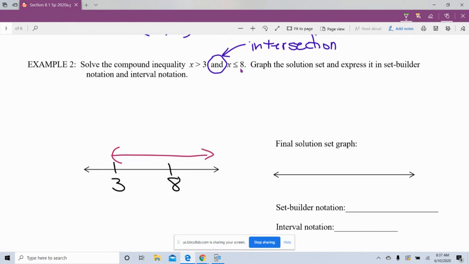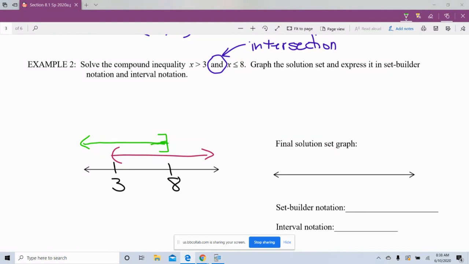Where are the rest of the numbers, though? Are they to the left of 8 or to the right of 8? Any numbers that are less than 8 are smaller than 8, so they will be to the left of 8 on my number line. So for this one, I'm going to shade to the left of 8. But I'm also including 8 in my solution set, so I'm going to use a square bracket to represent that.